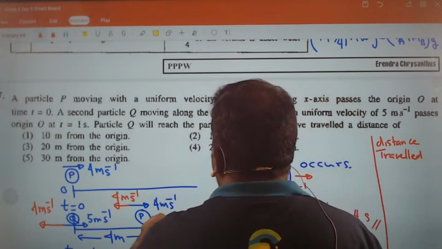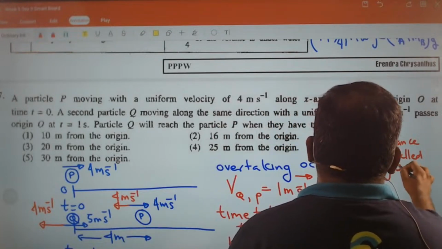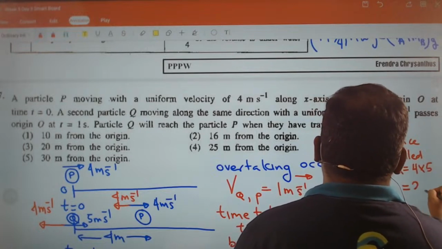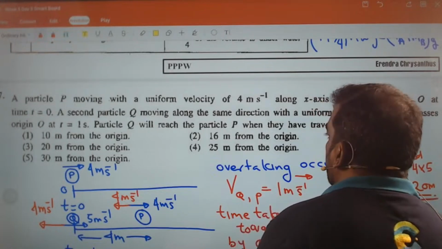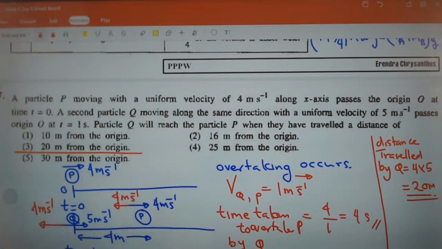If you take 4 times 5, 20. If you take 5 times 4. For distance traveled by Q: 4 seconds, 5 meters per second. What's the distance traveled? 20 meters from the origin.